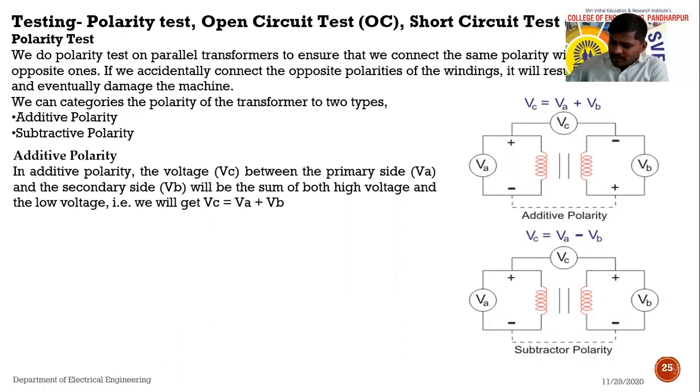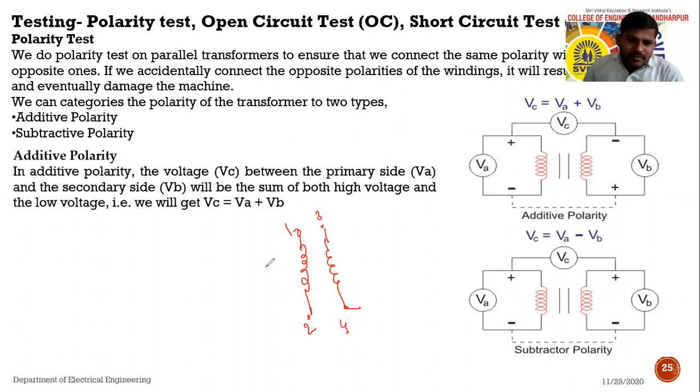See, suppose this is the transformer, as shown in this figure. If you are not understanding, then I will draw the diagram. This is the transformer primary winding, this one is the transformer secondary winding. Here is one terminal, this one is the other terminal. Similarly, this is the next terminal of the secondary winding, right? So these are the four terminals. On the primary side there are two, on the secondary side there are two.